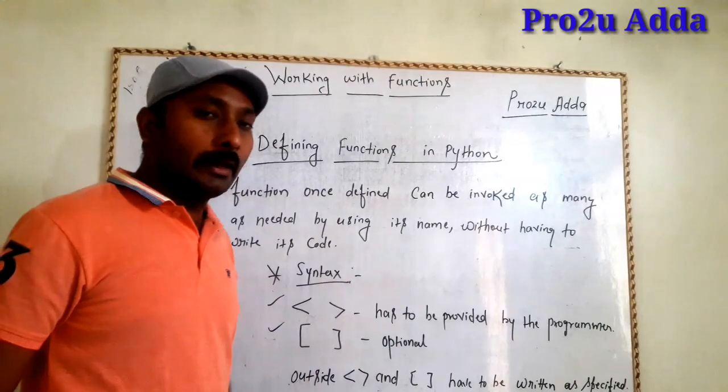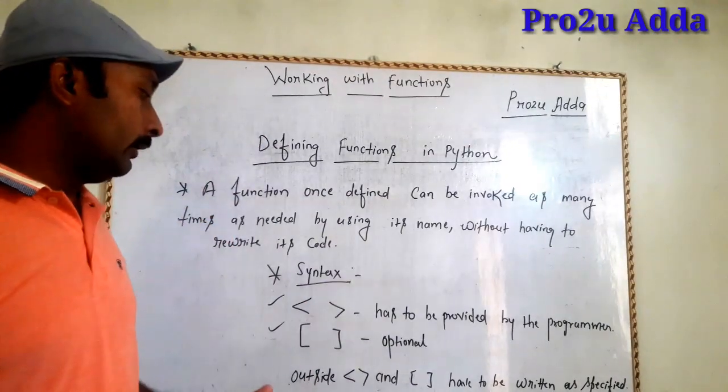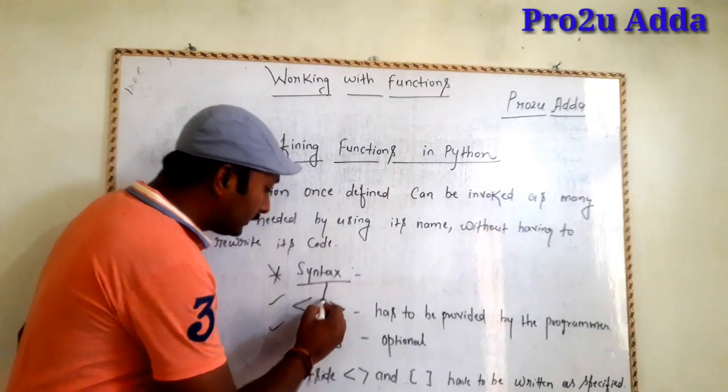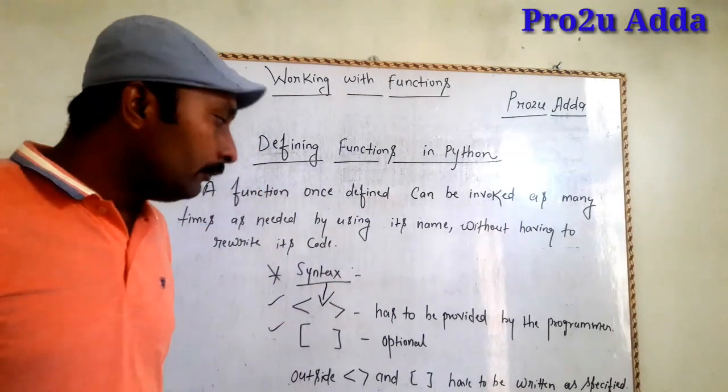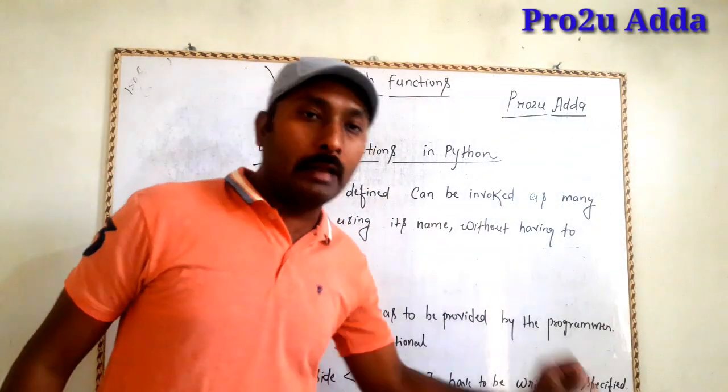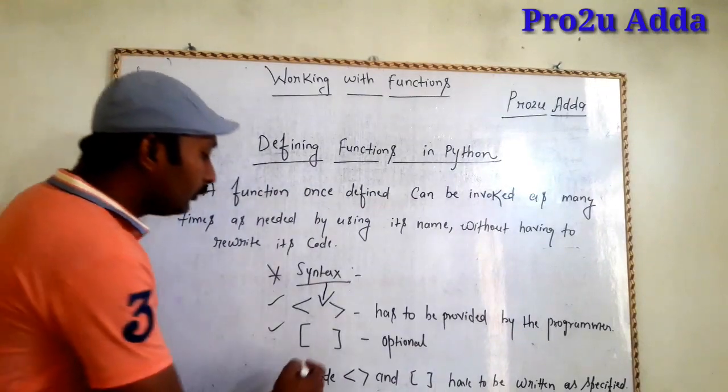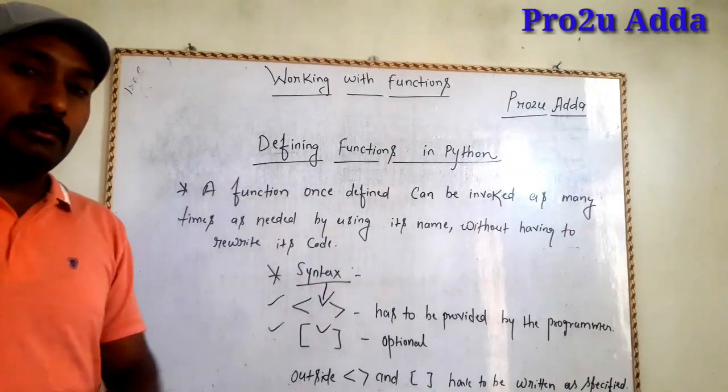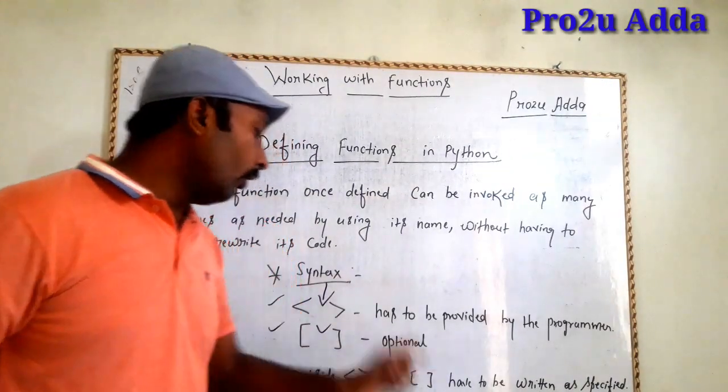This is an angle bracket. Why do we use this angle bracket? Whatever items you pass within this angle bracket have to be provided by the programmer. And if we are using this bracket, it is optional. You may use it or you may not.